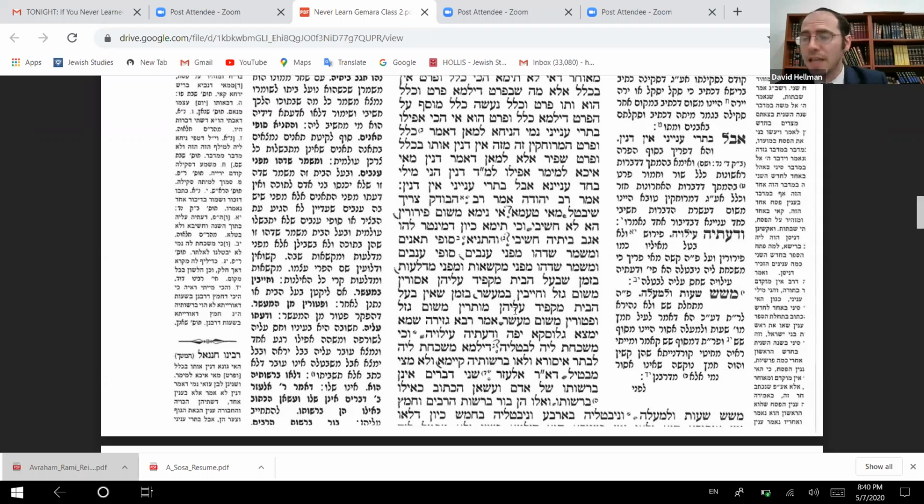And they are exempt from maaser because ownerless produce is exempt from maaser. Period, end quote. I mean, what is the Brisa saying? The Brisa is saying that produce out in the field, when it's reached the point when we know that the owner doesn't care about it, is automatically considered ownerless. Someone else could come take it, and it's no longer obligated in maaser separations.